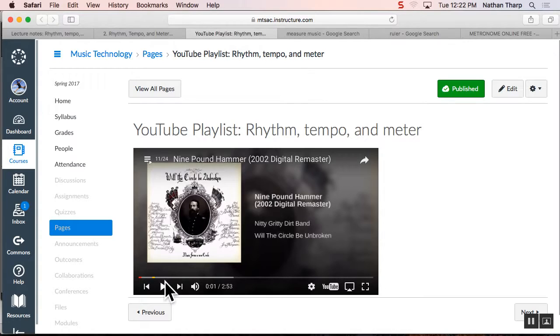Either they'll be in 3/4, meaning 1, 2, 3, 1, 2, 3, 1, 2, 3, 1, 2, 3, or they'll be in 6. Yes, waltz. 3/4 is waltz, or they'll be in 6. 1, 2, 3, 4, 5, 6. 1, 2, 3, 4, 5, 6. Dun, dun, dun, dun, dun. Make sense? Both those will move.